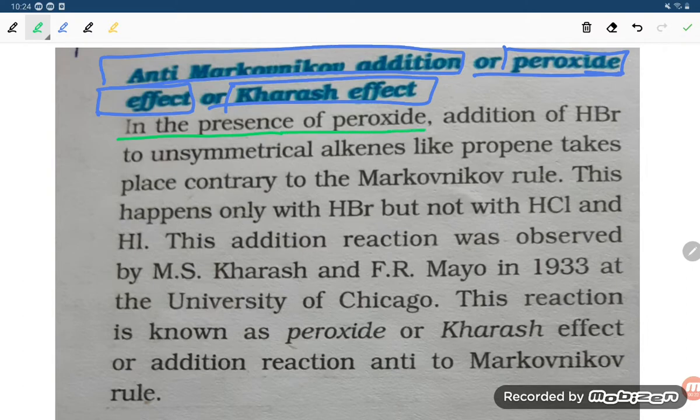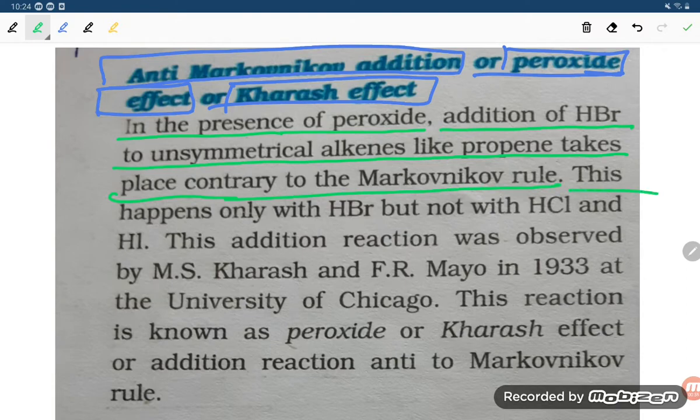In the presence of peroxide, addition of HBr to unsymmetrical alkenes like propene takes place contrary to the Markovnikov rule, that is, opposite to the Markovnikov's rule. This happens only with HBr but not with HCl and HI.